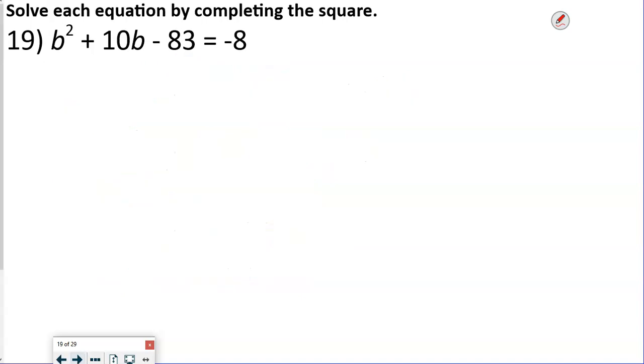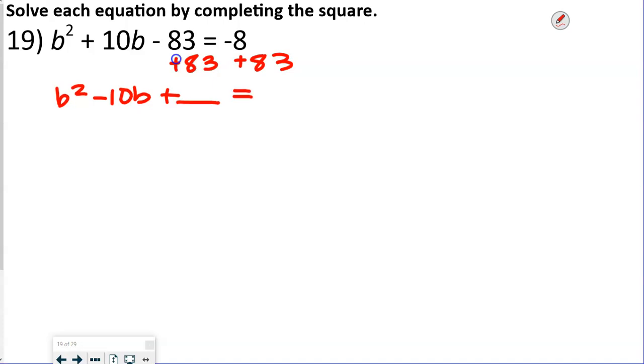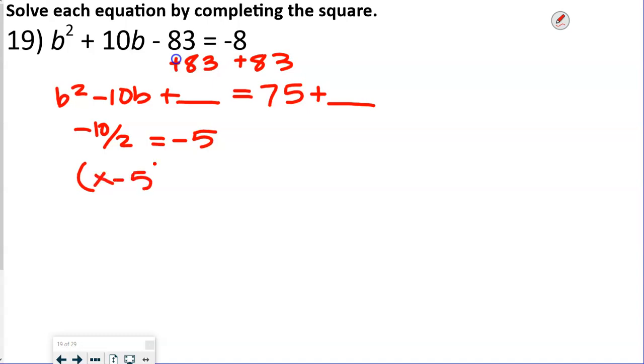Last one, I think, for completing the square. No, we got two more. All right, so here we go again. Going to add the 83 to both sides. So we get b squared minus 10b plus blank equals 75, right, y'all? Plus our blank. So we're going to take our negative 10 divided by 2. That gives us negative 5. That's what we're putting down here in our parentheses. And then we're going to square that negative 5 and put it up here in our blanks. So that gives us 100 over here.